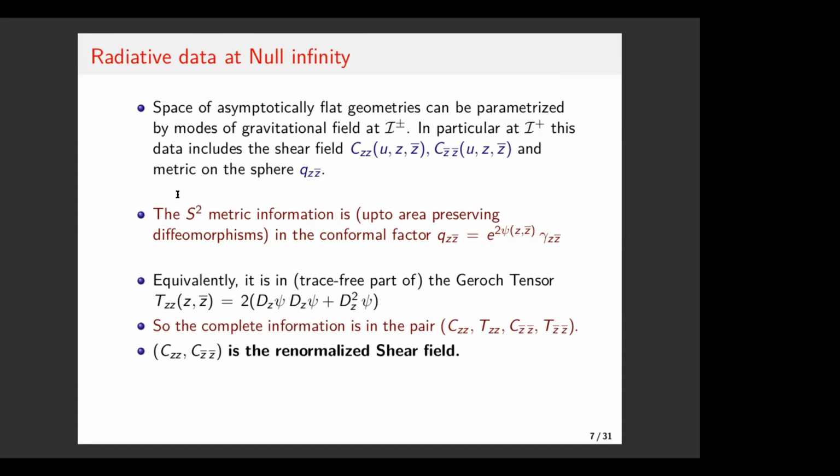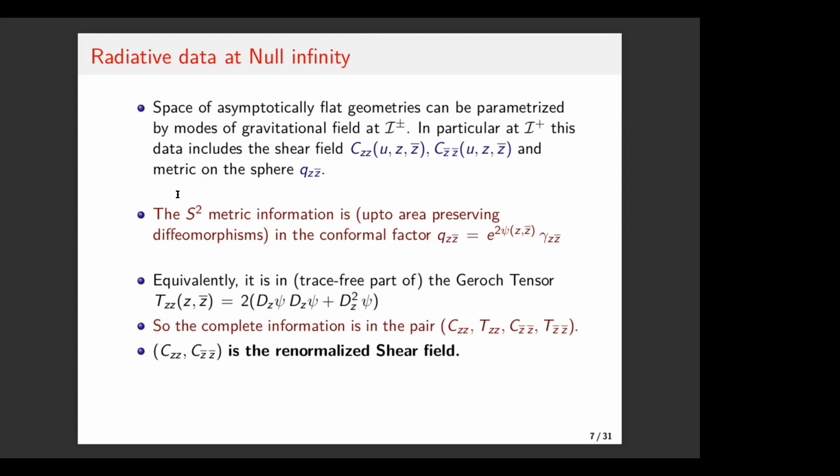And the sphere metric, if you use something like the uniformization theorem, we know that all the non-trivial information in the sphere metric is in the conformal factor. So we can parameterize this data at null infinity in terms of the shear and this psi field, which is the conformal factor for the sphere metric. But many times it turns out more convenient that instead of working with psi, we work with the action for psi, which is called the Geroch tensor in the relativity literature, which I just denote by T.